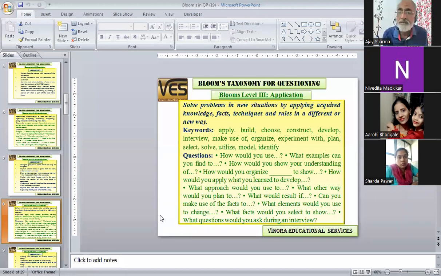transport, different transport, modes of transport, means of transport, not modes. Both are different. Now, these are the words, these are the questions. What other ways would you plan to, or what approach would you use to? If the tire of your scooty is punctured, then what approach would you use to reach your school?